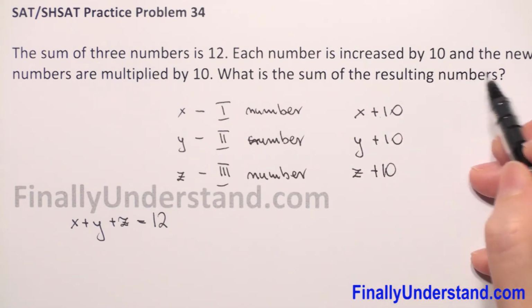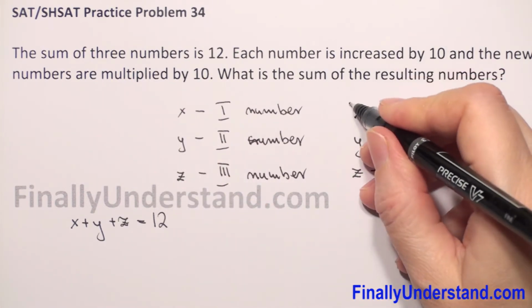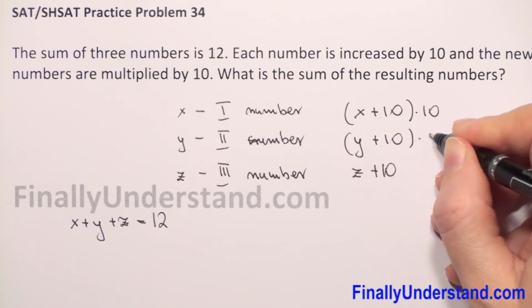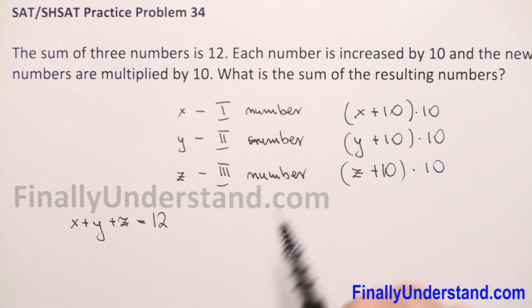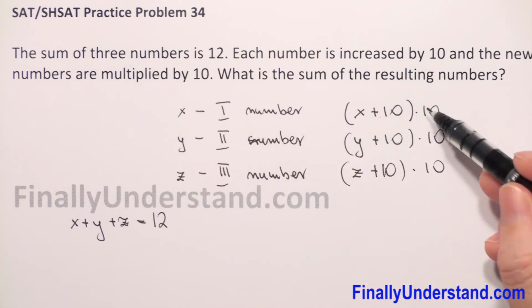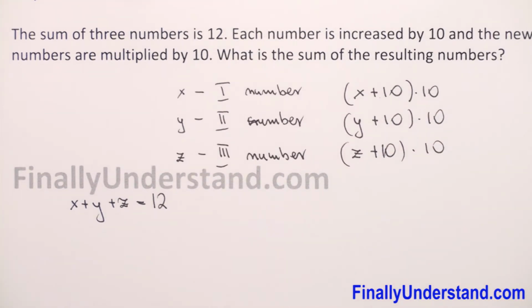What next? And the new numbers are multiplied by 10. So the first number we multiply by 10. The second number we multiply by 10. And the third we multiply by 10. What is the sum of the resulting numbers? So we have to find the sum of these three numbers.